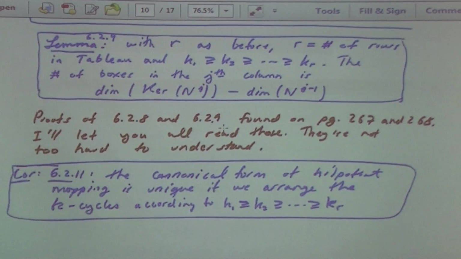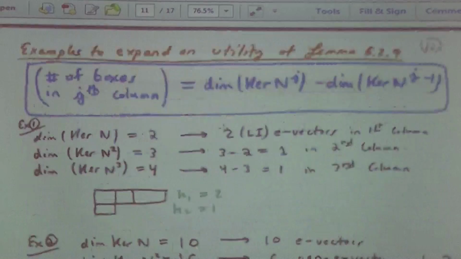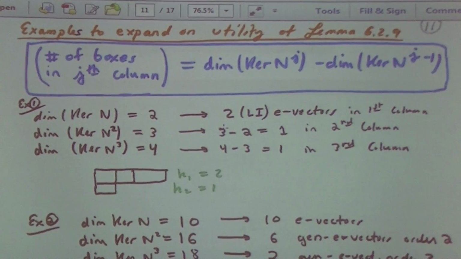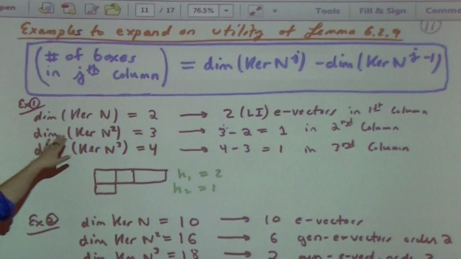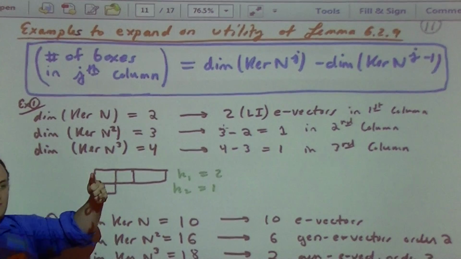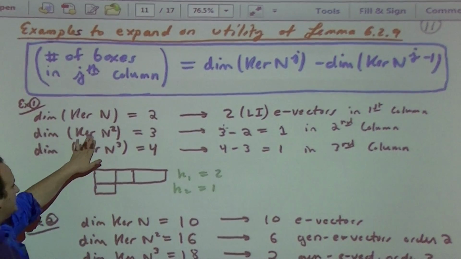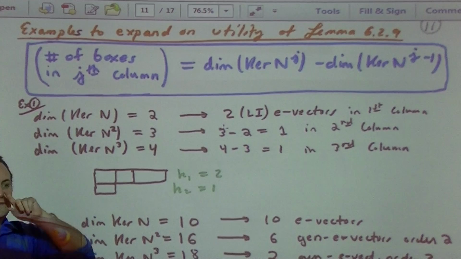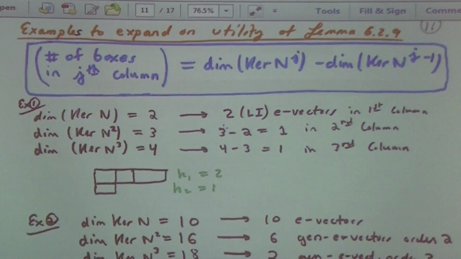And so what that means then is that the canonical form of a nilpotent mapping is unique if we arrange the k-cycles in increasing order. Now, I know you guys want to see some examples, right? So here's an example. If I know that the kernel of n was 2, which means there are 2 eigenvectors, and the kernel of n squared was 3, that actually means that there's 3 generalized eigenvectors of order 2.